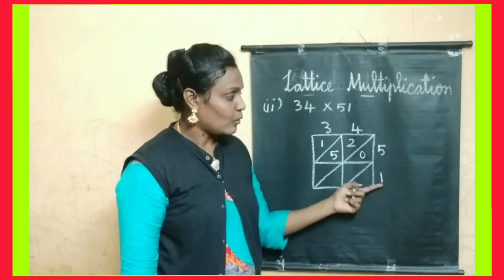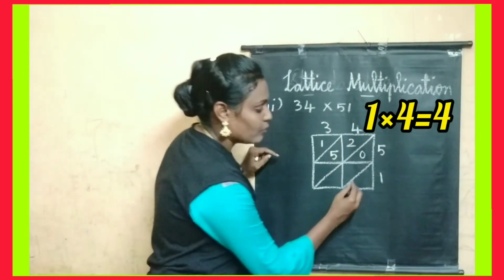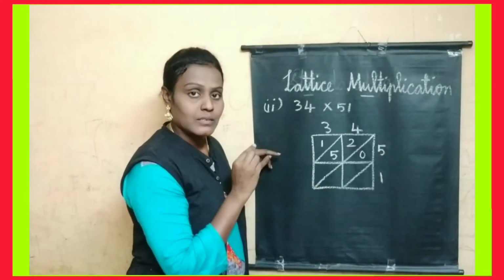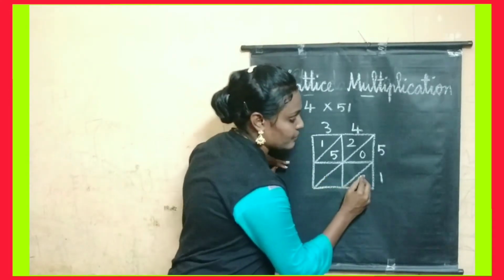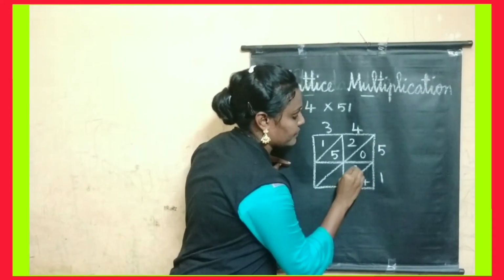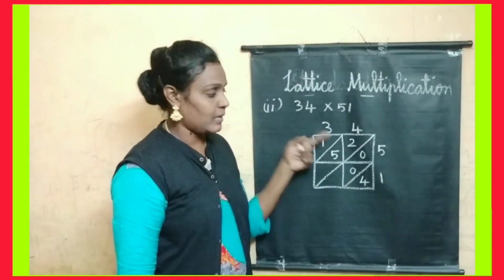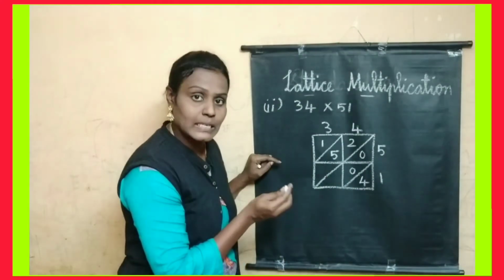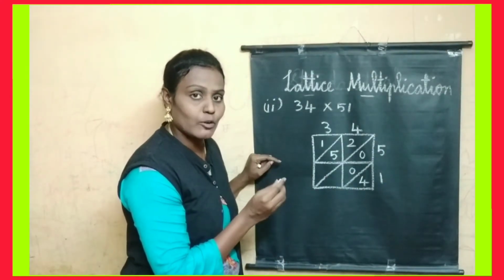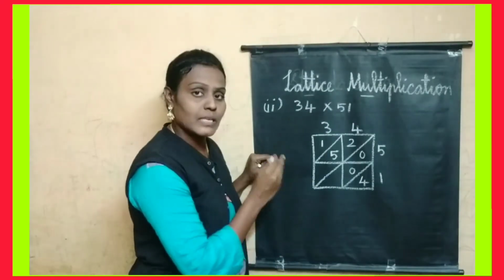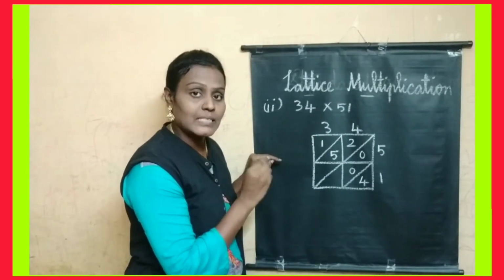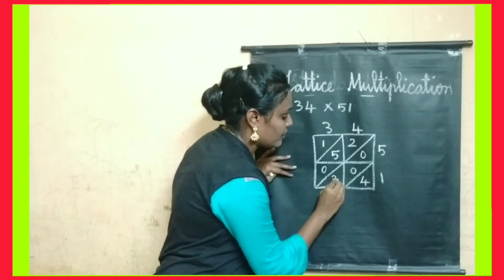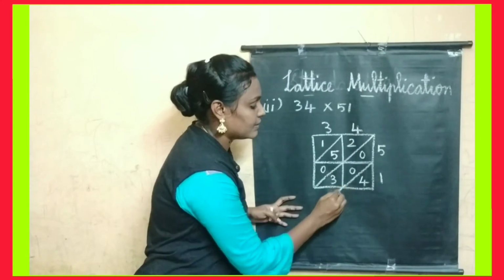Next, 1. 1 4 is 4. 4 is a single digit number. So, we have to write 0 for tens. Next, 3. 1 3 is 3. 3 is also a single digit number. We have to write 0 for tens. Since 3 is a single digit number, we can put 0 in the tens place. Then extend the lines.